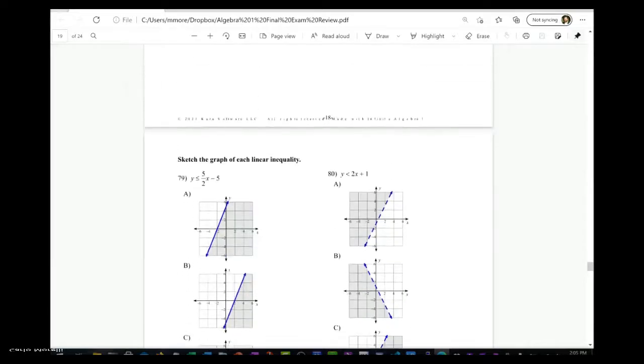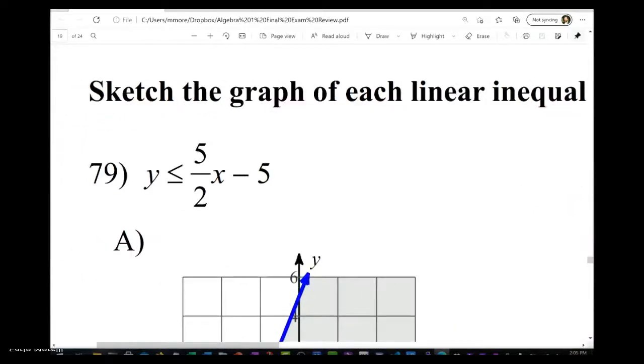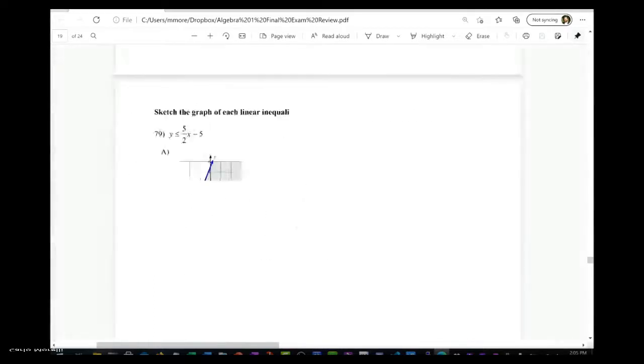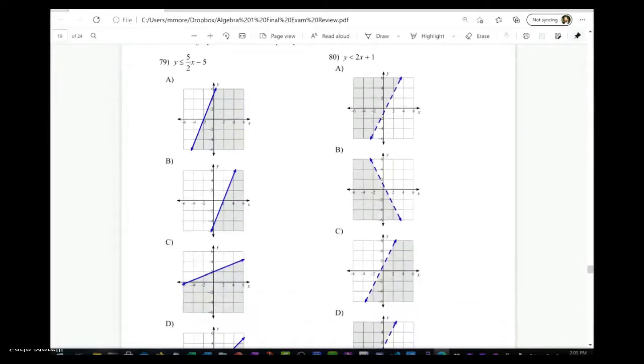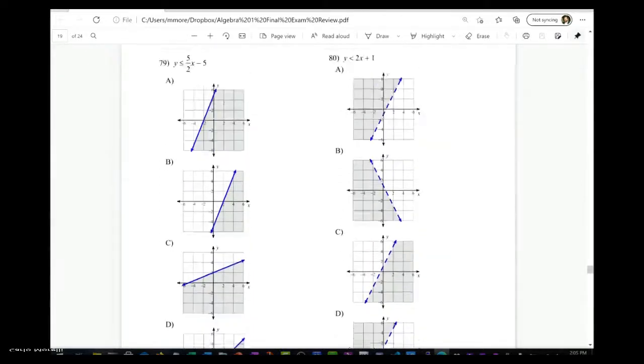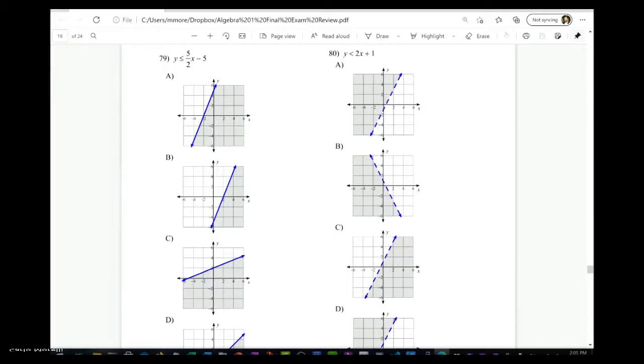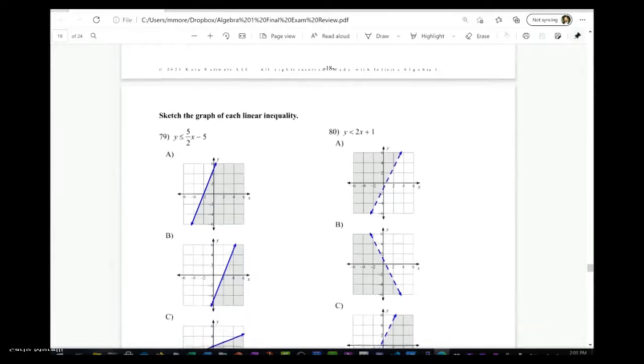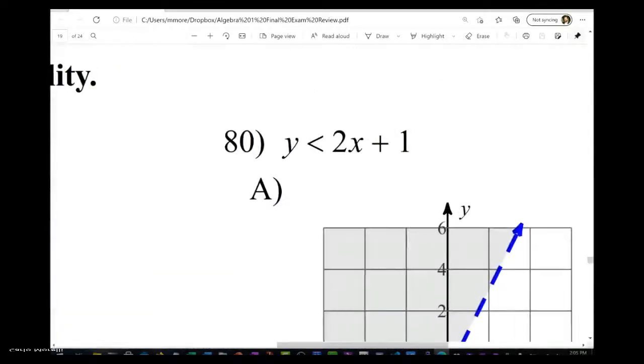All right, so here's our next line of defense. Do you see that -5? That's the y-intercept. So we're looking for one of these that crosses the y-axis at -5, and that does help us narrow it down. Crossing the y-axis at -5, only B, okay? So the answer is B. Okay, now let's do the exact same thing for number 80.